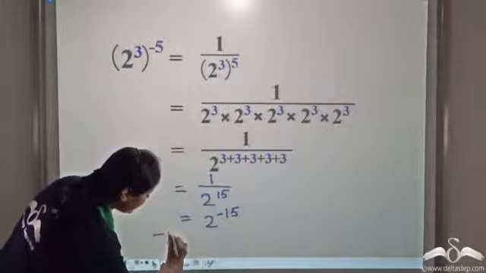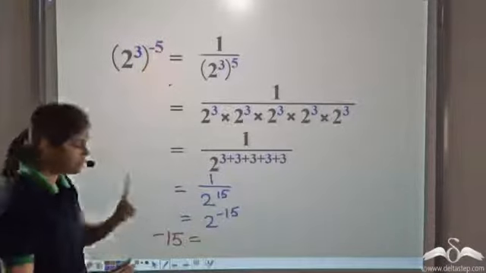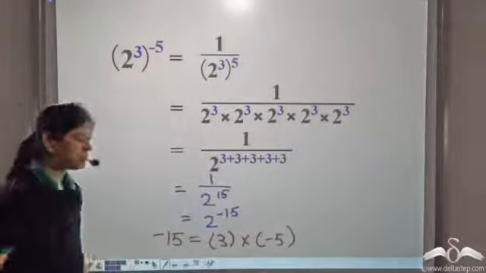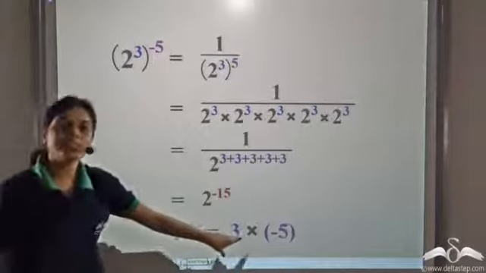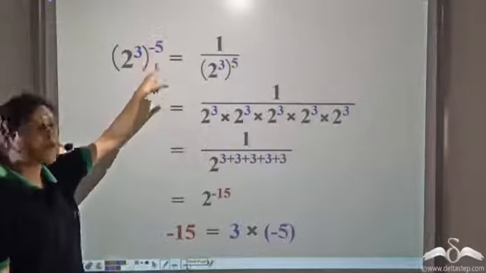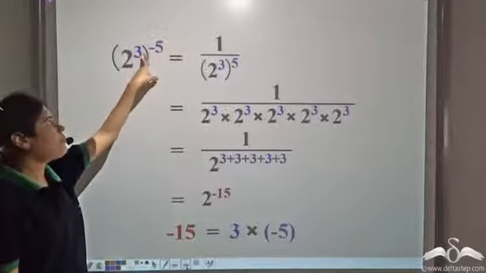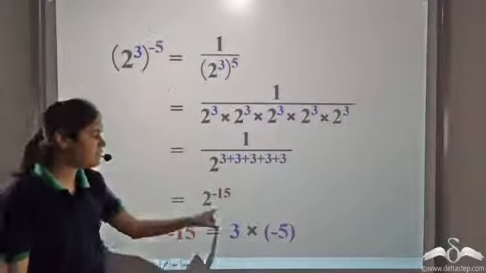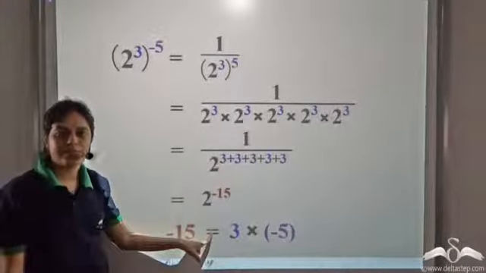Now observe that negative 15 is equal to 3 into negative 5. So it is 3 into negative 5. This is what we have. So we see that in this case also, that is when we have one of the powers as negative, this law holds that if we have an exponential number raised to a power, the powers are multiplied. So we multiply 3 and negative 5 to get negative 15. So the law holds in this case as well.